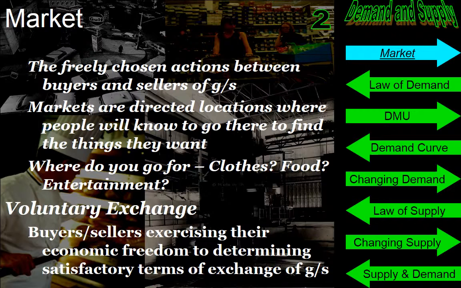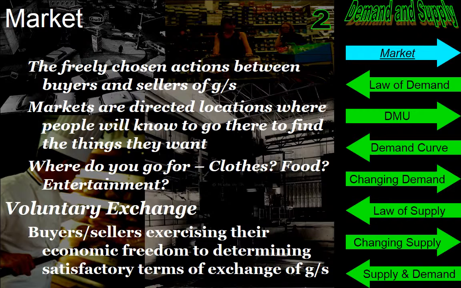So, first of all, when we're talking about supply and demand, we need to realize that this is highly dependent on people being able to find other people that want to buy their stuff. And that is what we call a market. A market, first of all, is where freely chosen actions between buyers and sellers of goods and services get together in order to make the exchange.